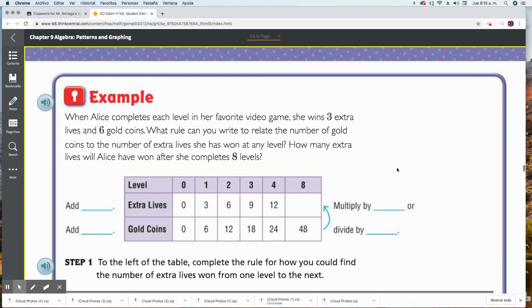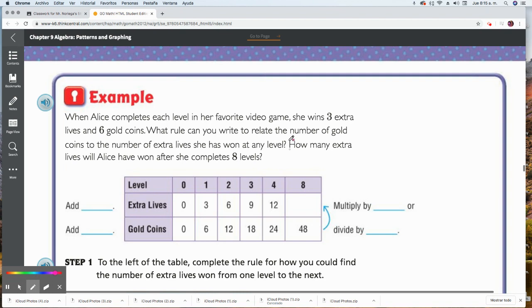Okay, page 388, we remember that we are in lesson 9.5, numerical patterns. Here's another example. When Alice completes each level in her favorite video game, she wins 3 extra lives and 6 gold coins. What rule can you write to relate the number of gold coins to the number of extra lives she has won at any level? How many extra lives will Alice have won after she completes 8 levels?